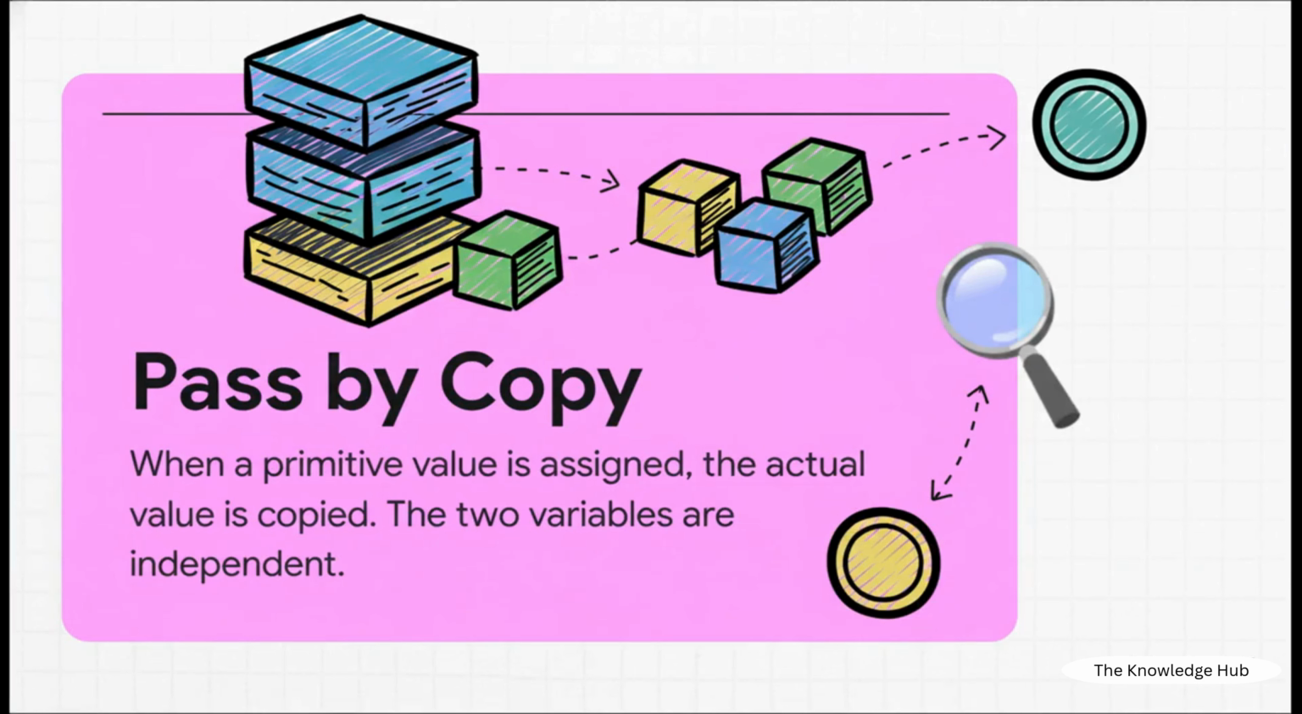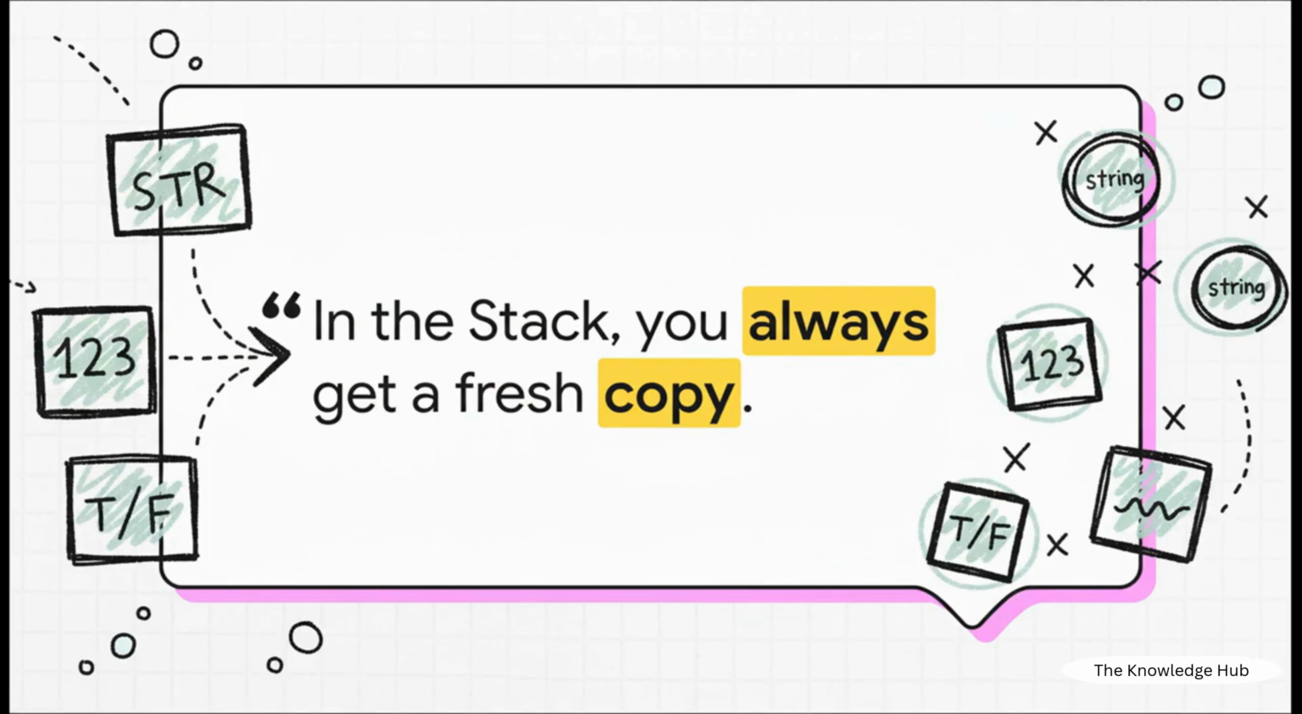And this behavior has a name, of course. It's called pass-by copy. It's a fundamental rule of the stack. It's what makes primitive types so safe and predictable. They're always isolated from each other. So the main thing to remember here is just this. With primitive types, your strings, numbers, booleans, you always get a fresh, safe, isolated copy. Any changes you make in one place won't create bizarre side effects somewhere else in your code.